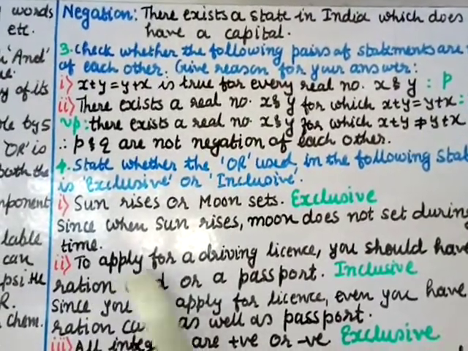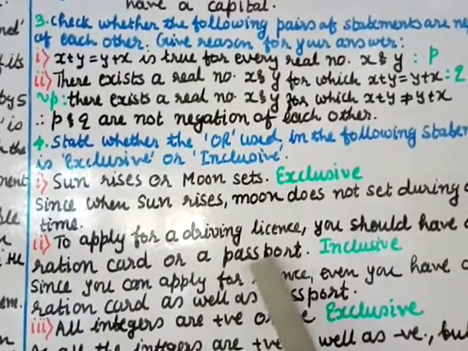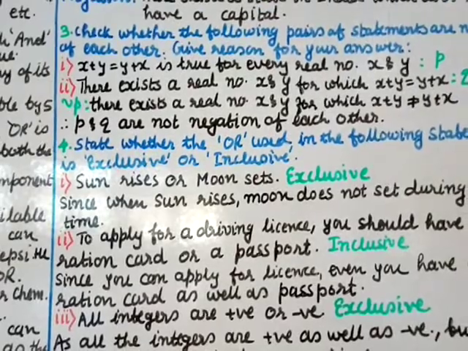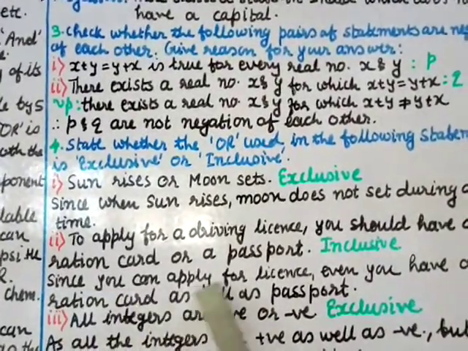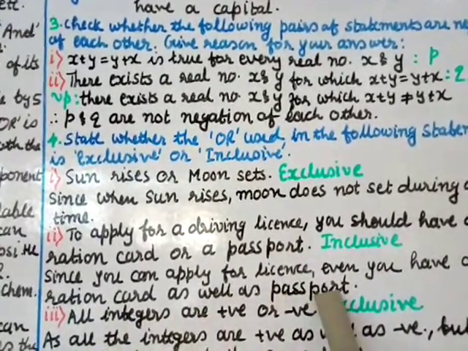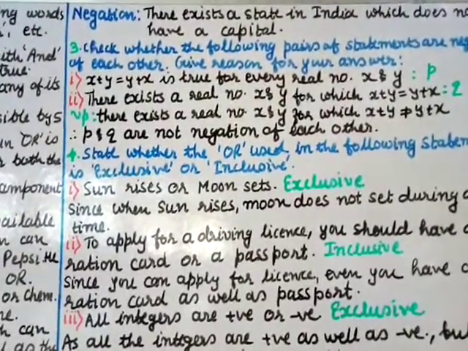Number 2, to apply for a driving license, you should have a ration card or a passport. So the connecting word is or, and you have to check whether it is inclusive or exclusive. And here it is inclusive. Why? Because you can apply for the license even if you have a ration card as well as a passport. So if you have any one of these two things, then you can apply for the driving license.